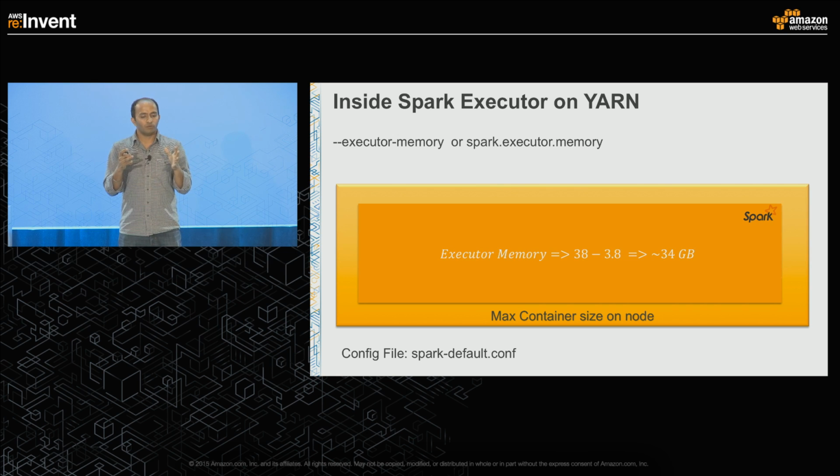And so overall, you have 38 GB, and you subtract that 3.8, and that rounds to 34 GB. So that's the space where your data will be playing around, moving in. So that's 34 GB. So now you derive this number, and you can set this configuration in spark-defaults.conf.